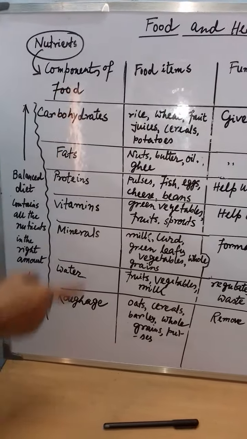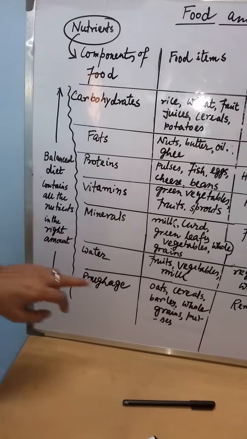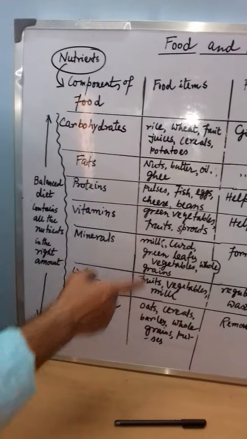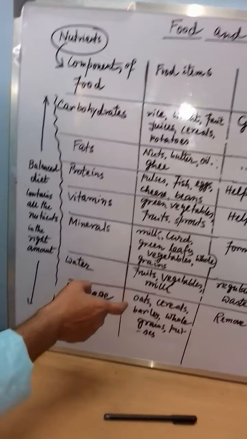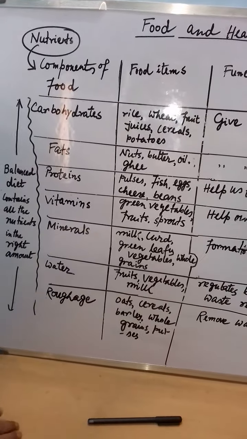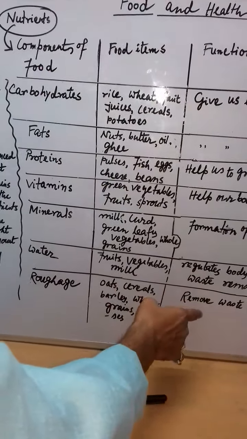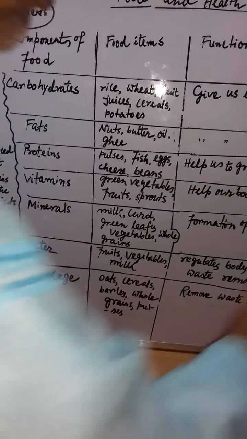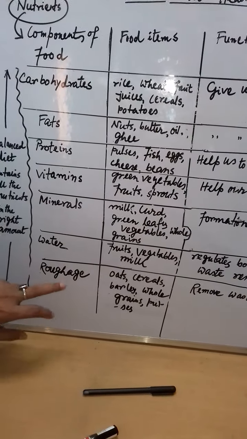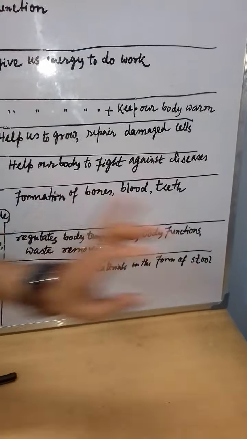And last but not the least, there is roughage. You can find roughage in food items like oats, cereals, barley, whole grains, pulses, etc. And what is the function of roughage? It removes waste material in the form of stool. Now remember, this roughage is essential in our food items to remove our waste material in the form of stool.